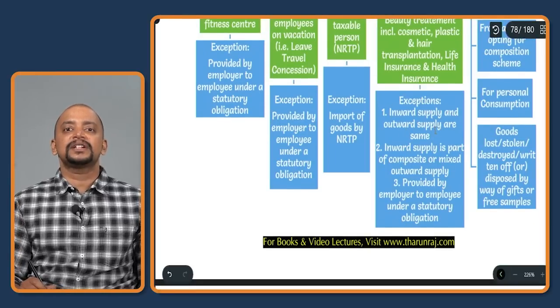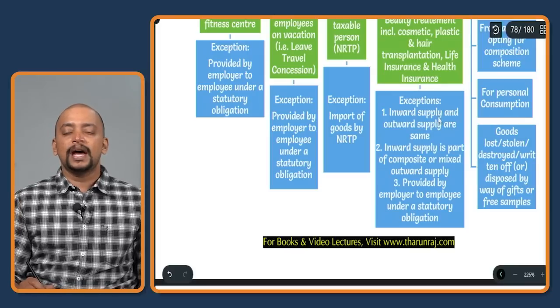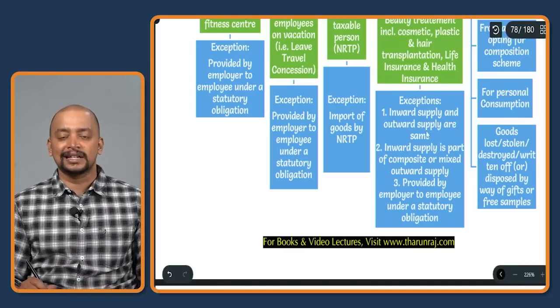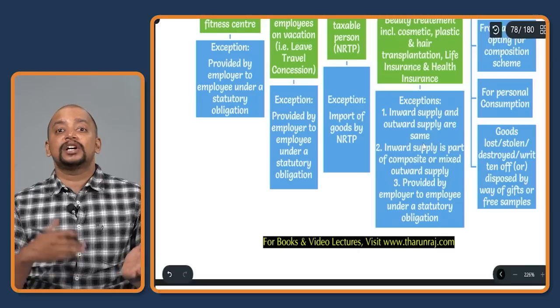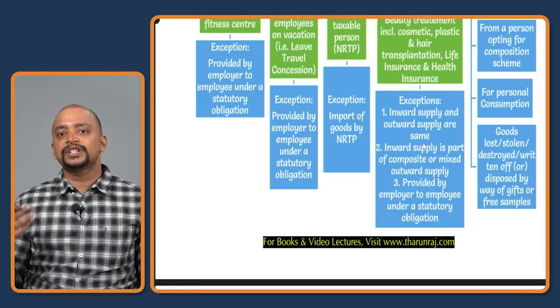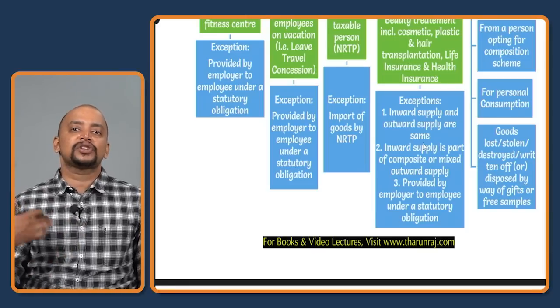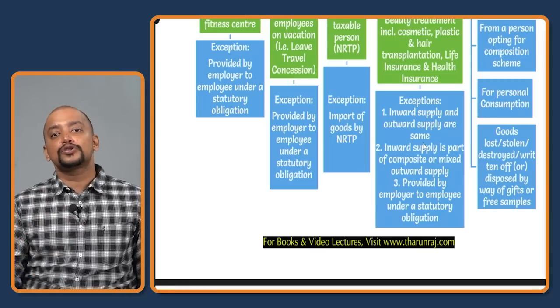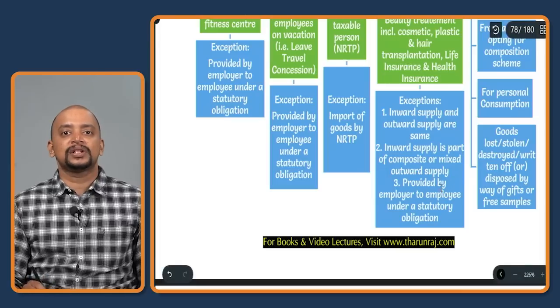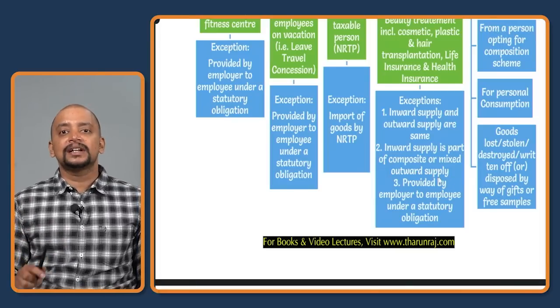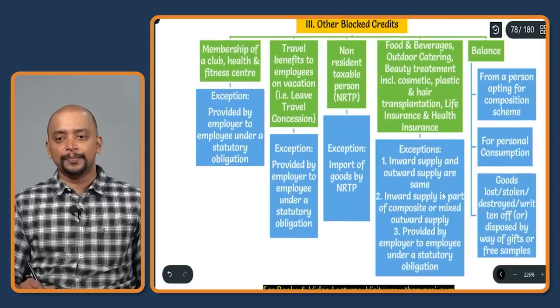Exception number 1, if the inward supply and outward supply are of the same category. I am receiving inward supply of food and beverages, outward supply also food and beverages, I can take ITC. Number 2, the inward supply is part of an outward supply which is a composite or mixed supply. So inward supply is food and beverages, outward supply is transportation of passengers by air, and we are also supplying food and beverages to the passengers. The inward supply is part of the outward supply, ITC is available. Or if it is under a statutory obligation, ITC is available.